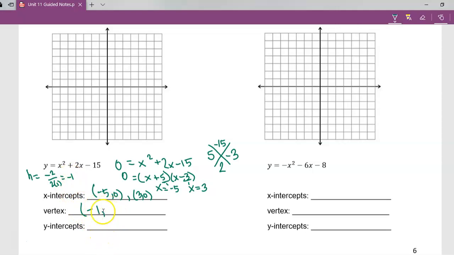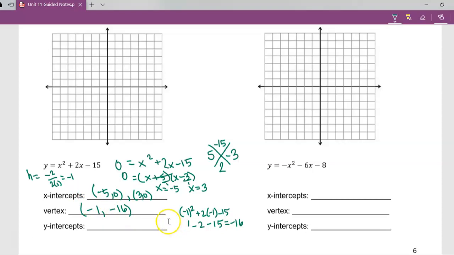Now to find the y value, we take the x value for the vertex and plug it into the function. So we would have negative 1 squared plus 2 times negative 1 minus 15. You could plug it into the factored form as well. That will work, just give you the same answer. So negative 1 squared is 1. 2 times negative 1 would be minus 2, and then minus 15. So that would give me negative 16. So that is the y value of the vertex.